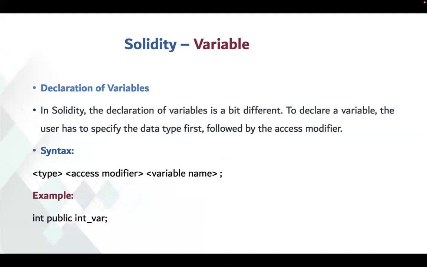Declaring variables in Solidity is slightly different from other programming languages. As you can see here in the syntax of declaring a variable, you must specify the data type first, followed by the access modifier, and then the variable name. So in this example, this statement declares a public integer variable called intVar.